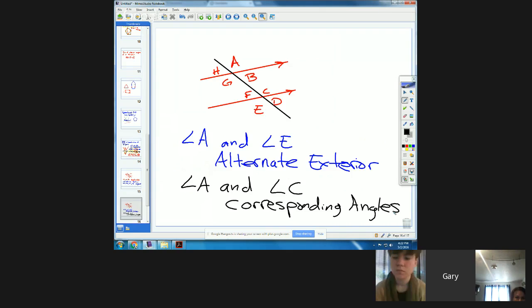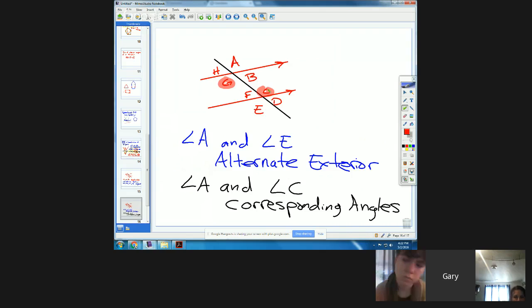All right, let's see. What else could I compare? I've compared A to E, alternate exterior. I've compared A to C. Those are corresponding. Another combination we might take a look at is, let's see, G and C are the same.